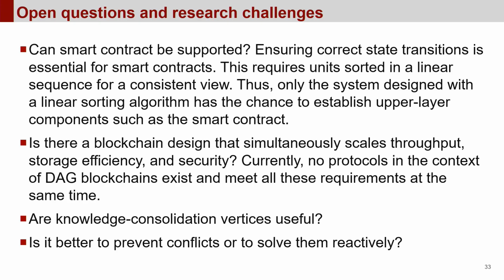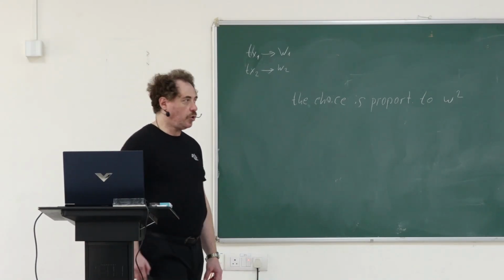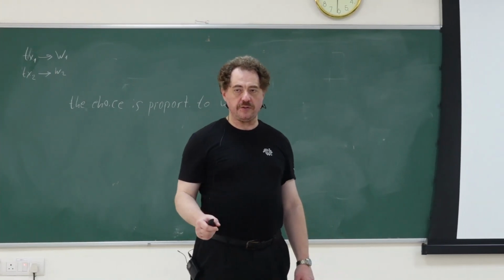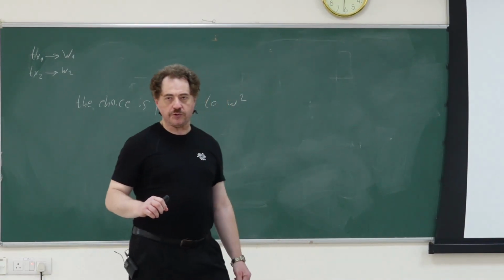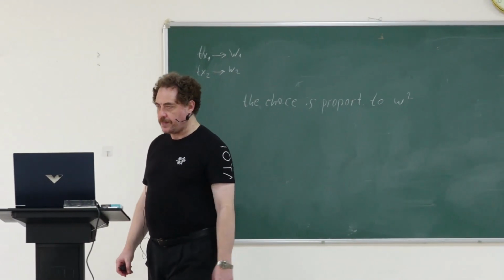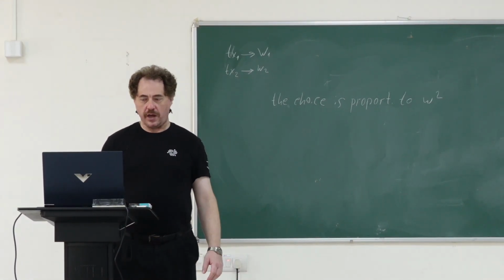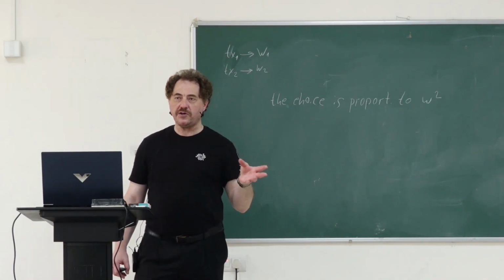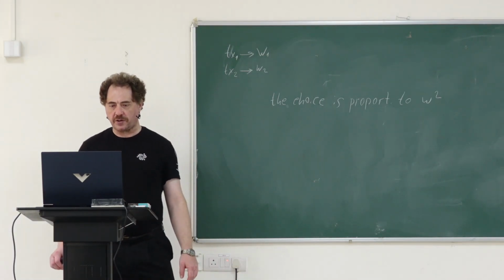Next question: how can we do snapshots without significant centralization or knowledge consolidation vertices? Knowledge consolidation vertices represent some global conditions that have happened. It's nice that those conditions can be recorded and represented in the DAG, but of course it inflates the size of the DAG. So what would be a good trade-off? And in what cases? Currently there is no recipe or recommendation which would say you need to use knowledge consolidation vertices in those particular cases.